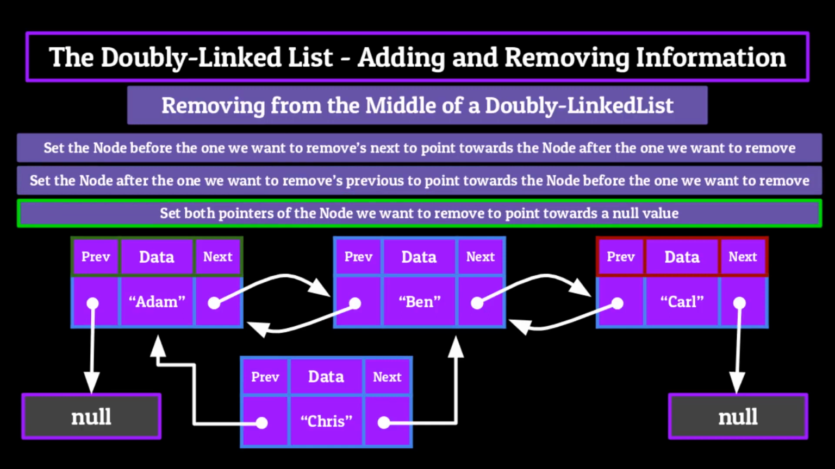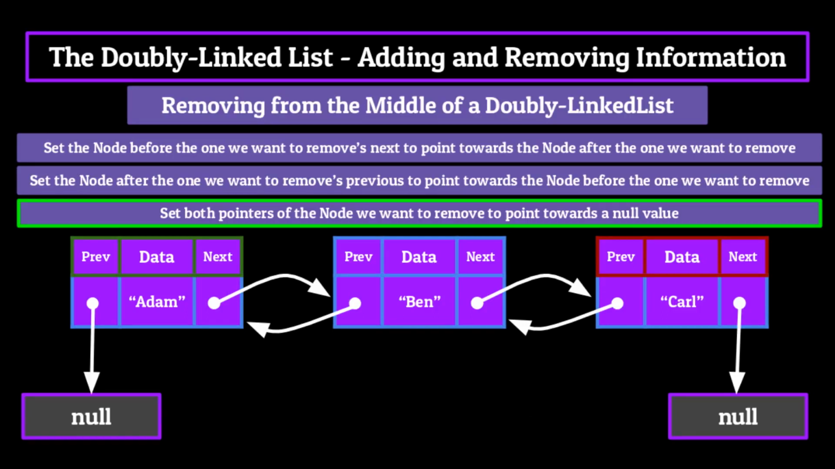Finally, we have to set the Chris node's pointers to point towards null values. Now that we've done this, because no nodes point towards it and it doesn't point towards any nodes, the Chris node gets deleted from the doubly linked list. The list is back to its original form with no breaks or errors.